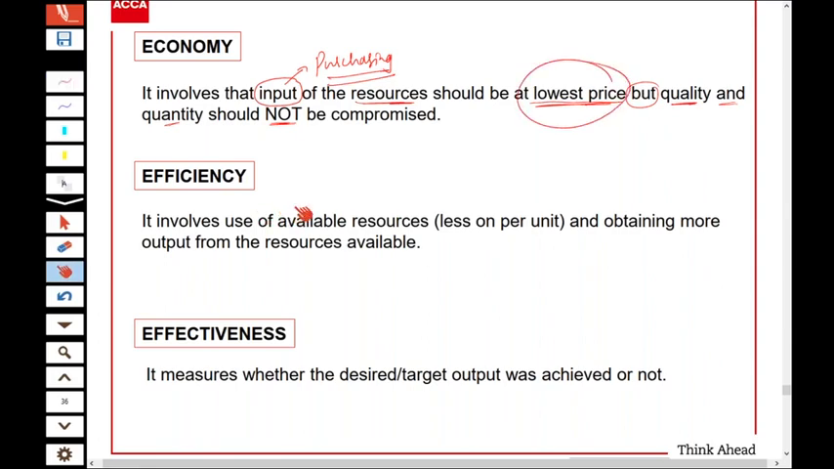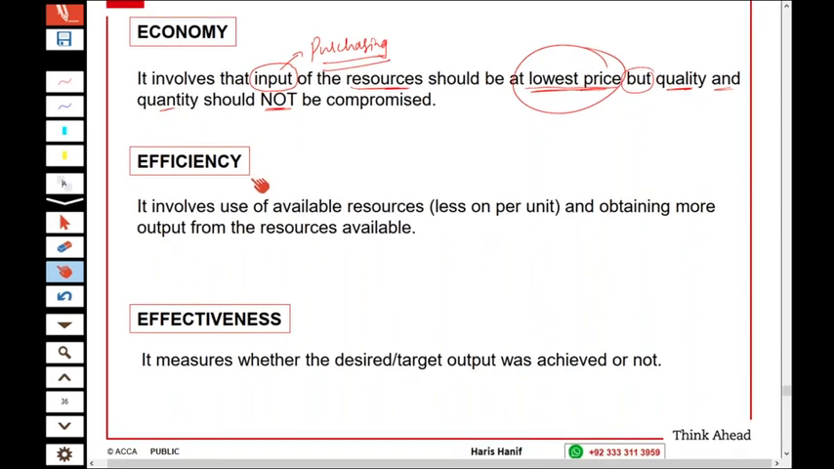Number two, efficiency. What is efficiency? The word efficiency means processing. Processing means use of resources. It involves use of available resources, less on a per unit basis. My resources should be less per unit, and thereafter I can obtain more output from the resources available.